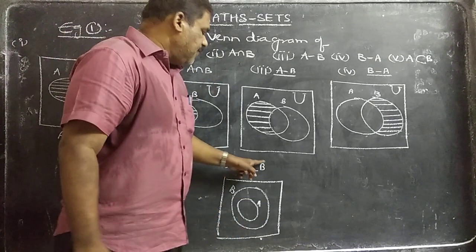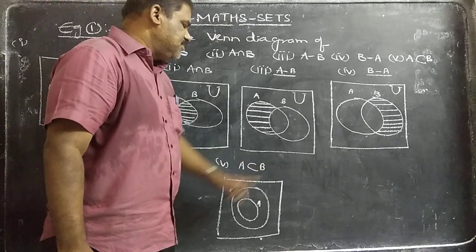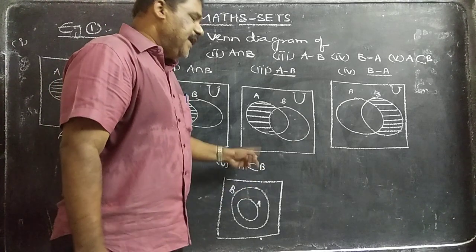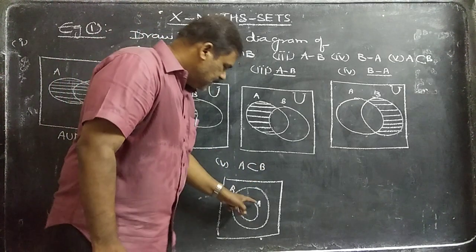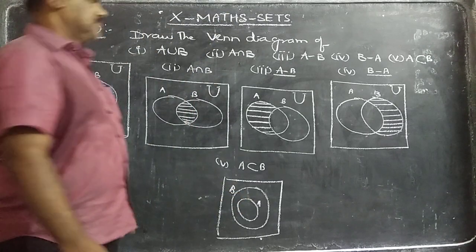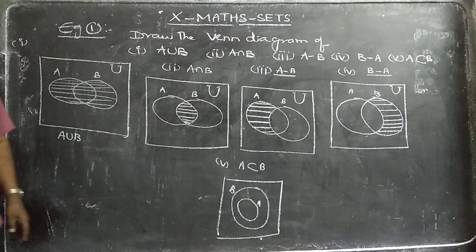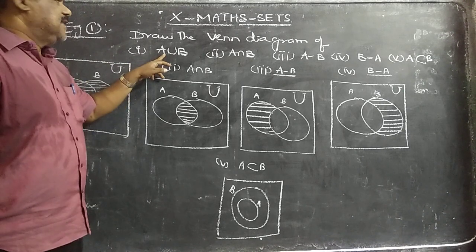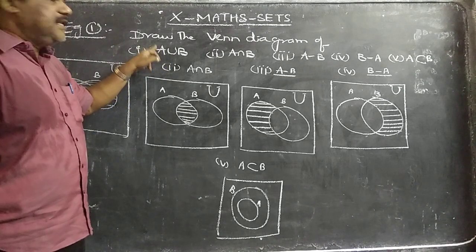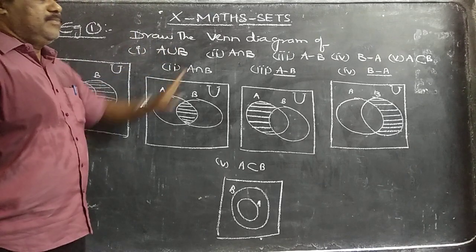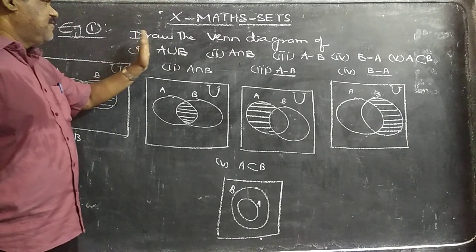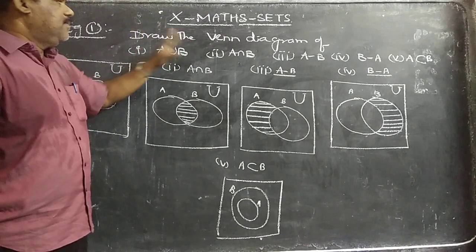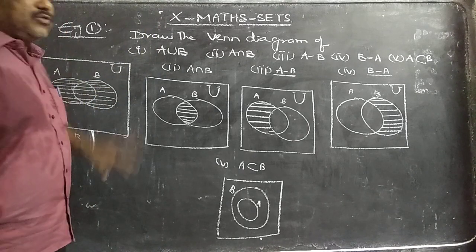If every element of A is in B, we say that A is subset of B. A is subset of B means A should be in B. This is B, so inside A is there. So like this we will represent the sets using Venn diagrams. First A union B, the set which contains the elements either in A or in B or in both. So we should shade the region which is either in A or in B or in both. Whole region you will shade.